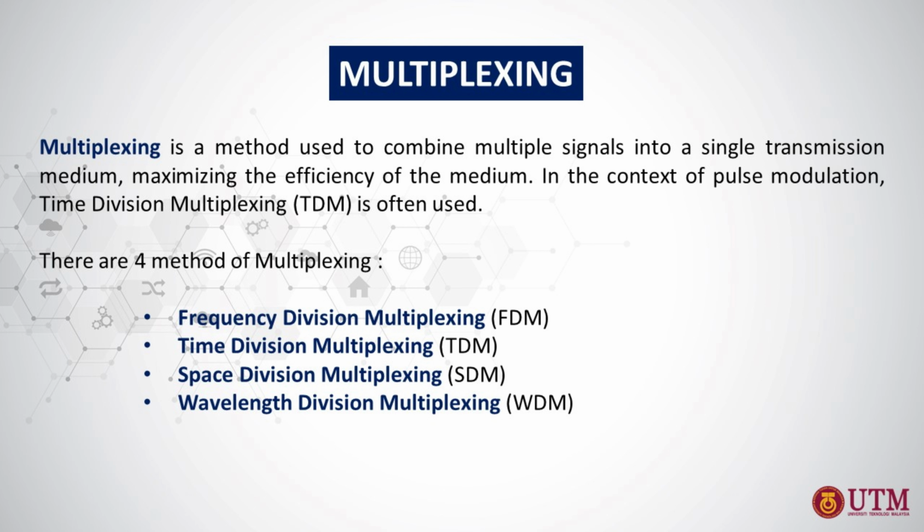Space division multiplexing (SDM) involves using separate physical spaces or channels for different signals, often utilized in multiple input, multiple output (MIMO) systems in wireless communication. Wavelength division multiplexing (WDM) is particularly used in fiber optic communications, where different signals are transmitted on separate wavelengths of light within the same optical fiber, significantly increasing the data carrying capacity. Together, these multiplexing methods enhance the efficiency and capacity of communication systems, supporting the ever-growing demand for data transmission.